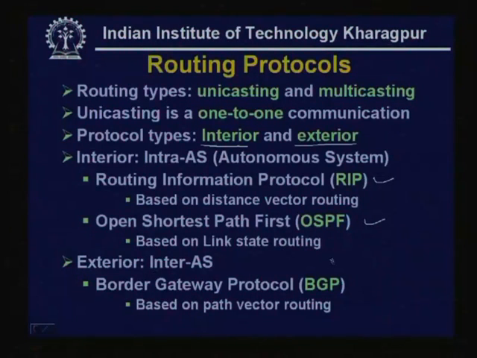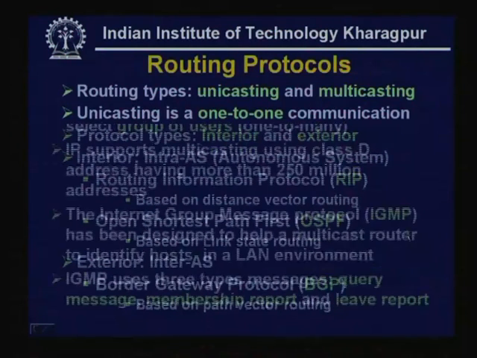And whenever the routing has to be done outside the autonomous systems, say inter-autonomous system routing has to be done, for that purpose you require a different type of protocol, for example Border Gateway Protocol or BGP, which is based on path vector routing. So, these are the different protocols used by IP.